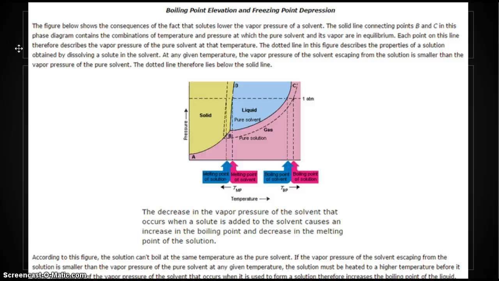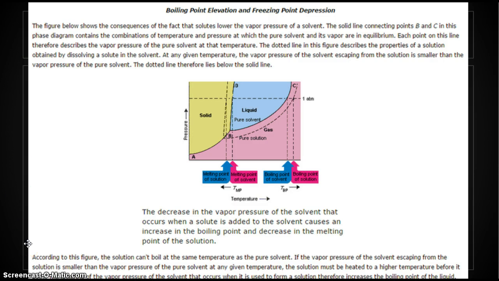The solid line connecting points B and C in this phase diagram contains the combination of temperatures and pressure at which the pure solvent and its vapor are at equilibrium. Each point on this line therefore describes the vapor pressure of the pure solvent at that temperature. The dotted lines in this figure describe the properties of a solution obtained by dissolving a solute in the solvent. At any given temperature, the vapor pressure of the solvent escaping from the solution is smaller than the vapor pressure of the pure solvent. The dotted line, therefore, lies below the solid line.